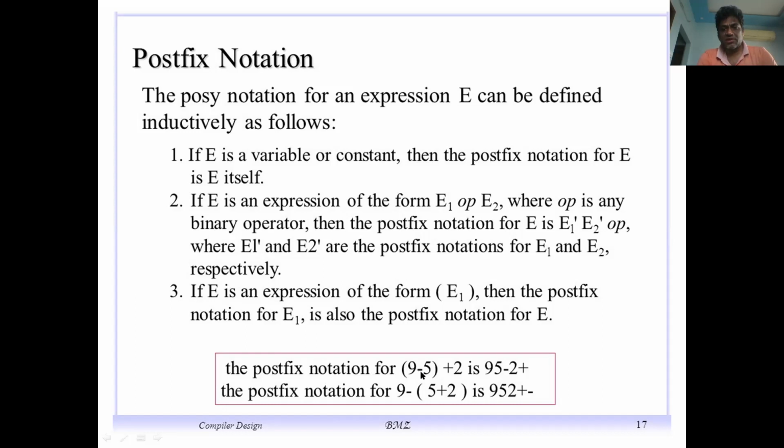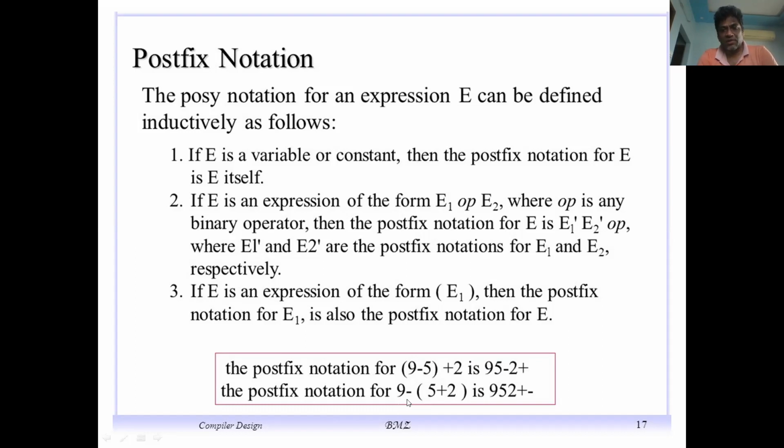The first example is 9 minus 5 plus 2. First, you need to convert this 9 minus 5 into postfix notation. So it becomes 9 5 minus, and then after converting this, this becomes postfix expression 9 5 minus, and 2 is another expression. So apply this, 9 5 minus 2 followed by plus. So plus goes to last position.